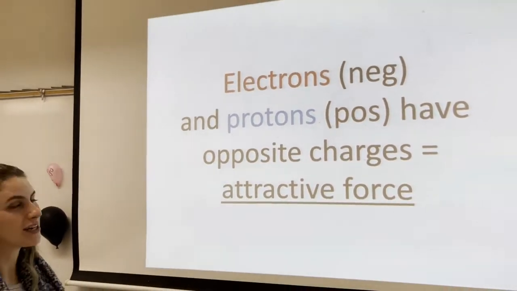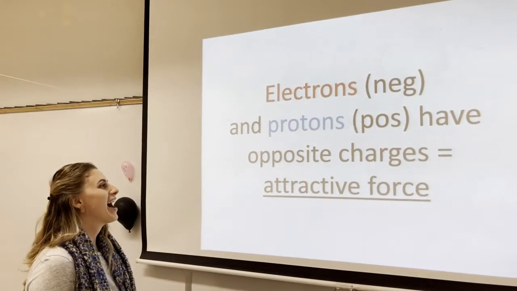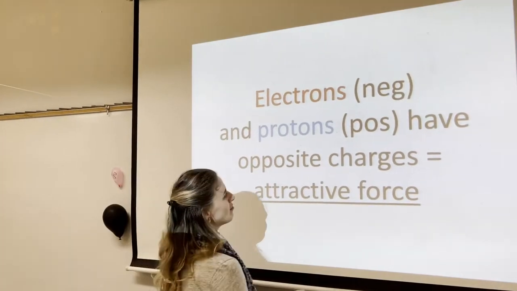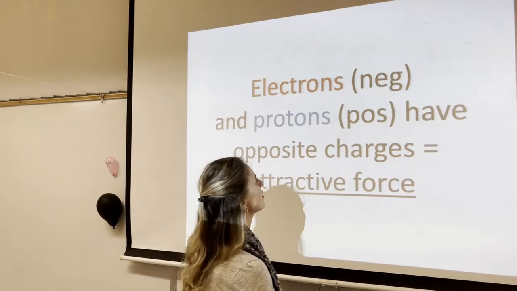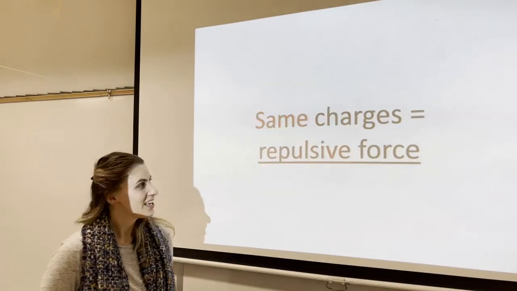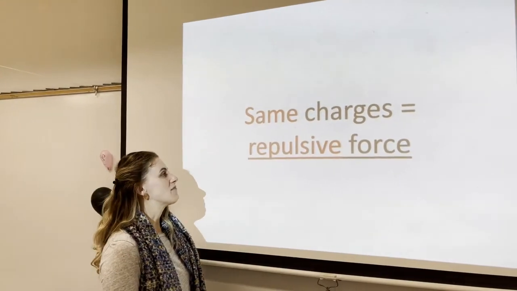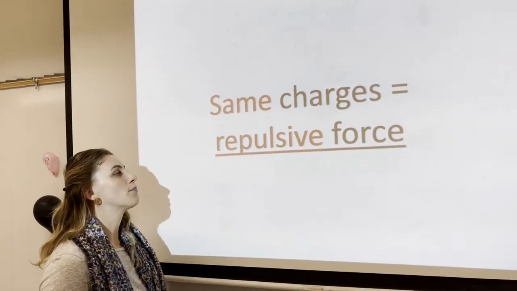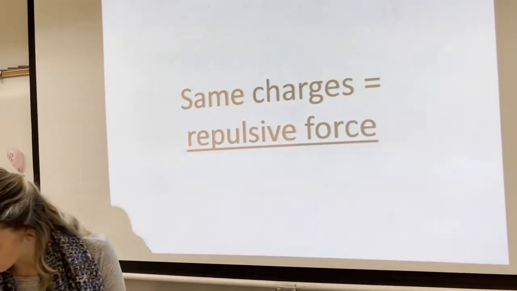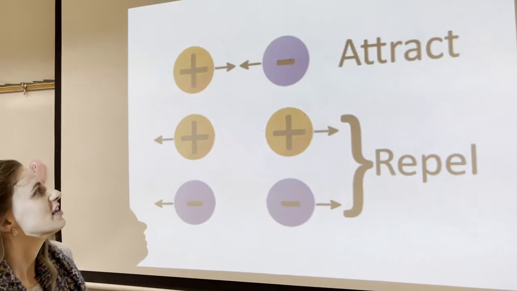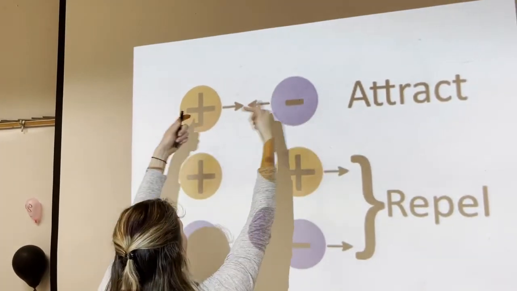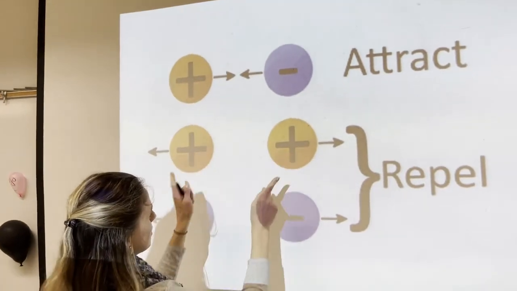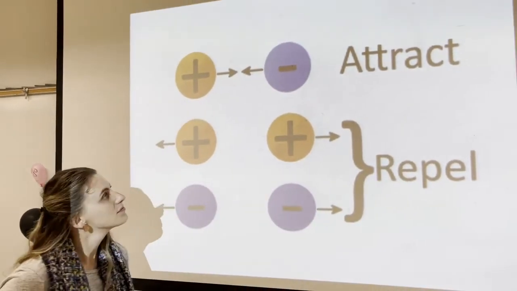Electrons, negative, and protons, positive, in case you forgot, have opposite charges, and they will create an attractive force. This is what holds atoms together. If they have the same charges, then you have a repulsive force. So opposite charges attract, and like charges, both positive or both negative, repel.